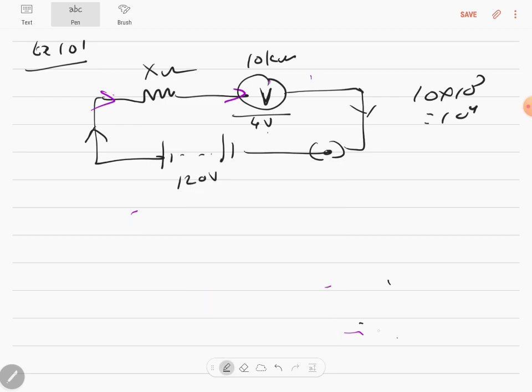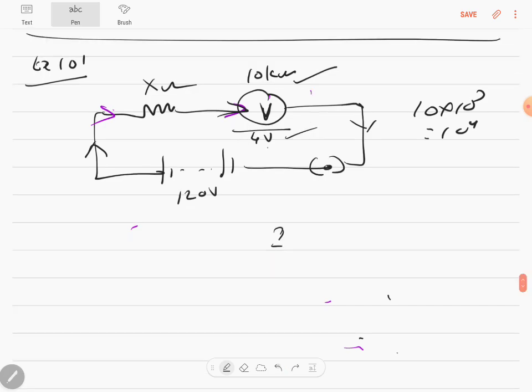Okay, now you know that here its resistance is 10 kilo ohms. You know the voltage, so you can find the current through here. I is equal to only this part. Correct? I is equal to V by R. What is V? It is 4. What is R? 10 into 10 to the power 3. That is 4 by 10 to the power 4, which is 4 into 10 to the power minus 4 amps, the current which is flowing through here.